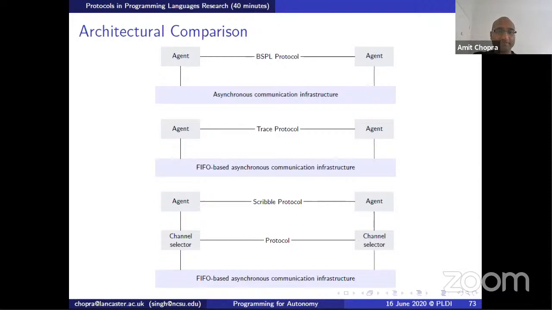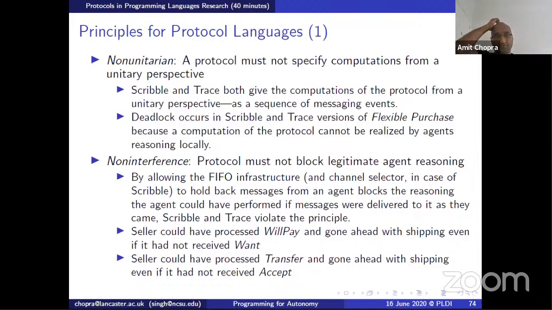So here are some principles for protocol languages, which build upon the discussion earlier. You might think about why the languages differ. Is there something more fundamental going on? And one of those things is that the session types based approaches, Trace and so on, and Scribble, specify the computations of a protocol from a unitary perspective.